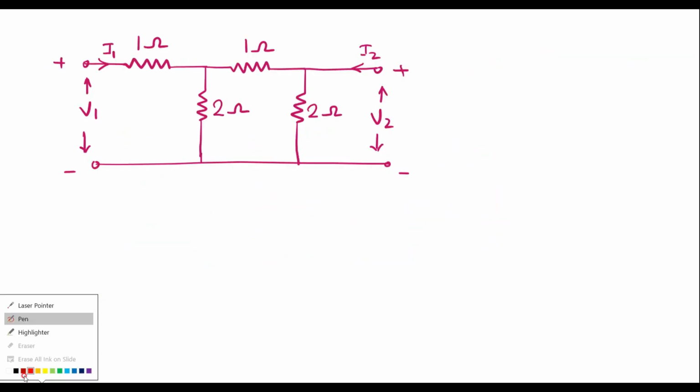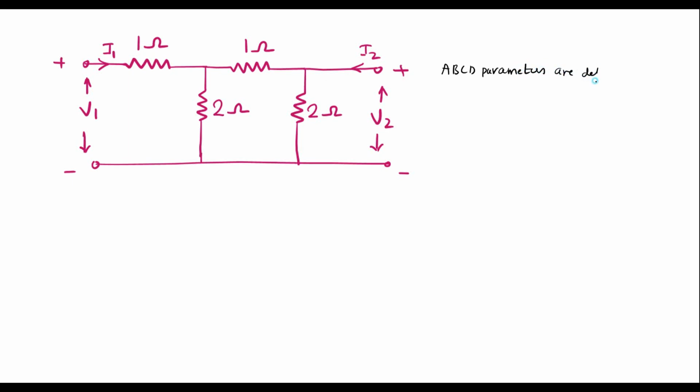The definition of ABCD parameters, that is, the equations for ABCD parameters, are defined as V1 is equal to A V2 plus B times minus I2, and I1 is equal to C V2 plus D times minus I2. These are the equations for ABCD parameters. I will call this equation 1 and this equation 2.